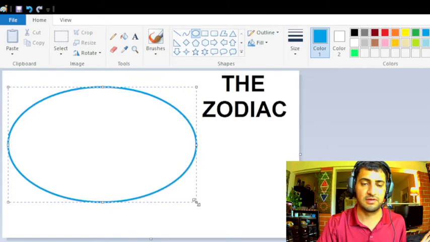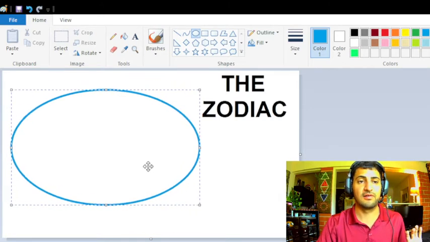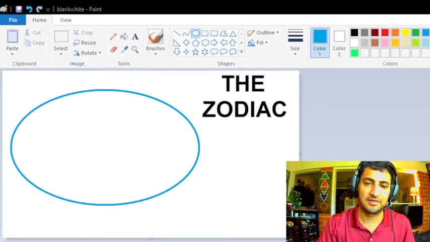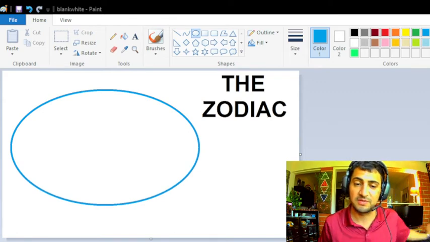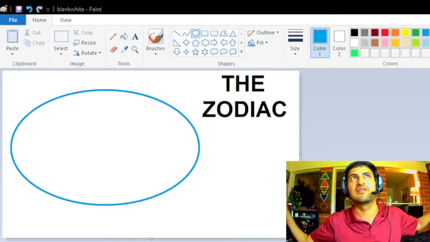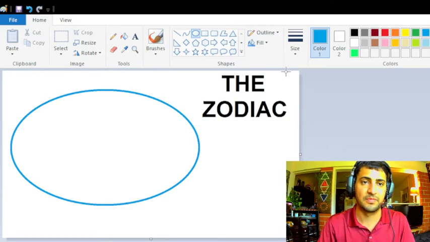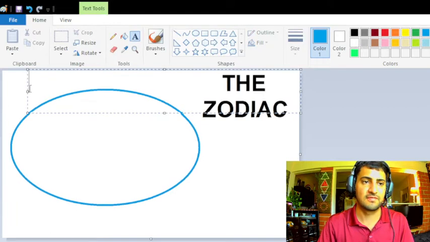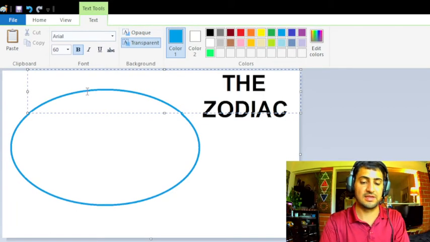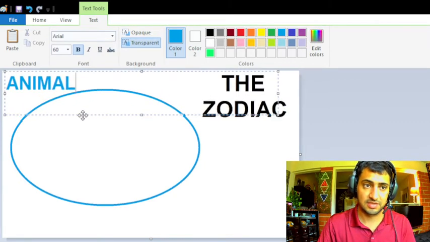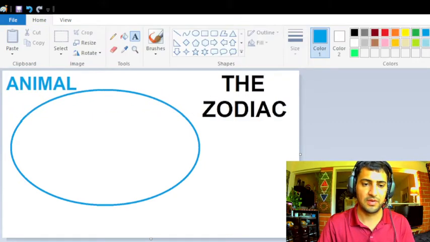I'm sorry if you are composed of signs that are mostly represented by animals. It doesn't make you any less special. I can break down the animals into more categories too, depending on how messy this Venn diagram is going to be. But first and foremost, most importantly, zodiac means animal. Most of the signs are represented by animals. So let's make a big old blue circle for all the animal signs.